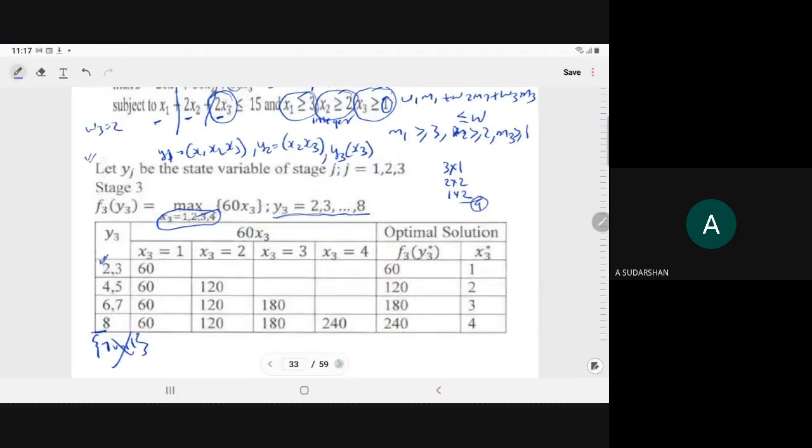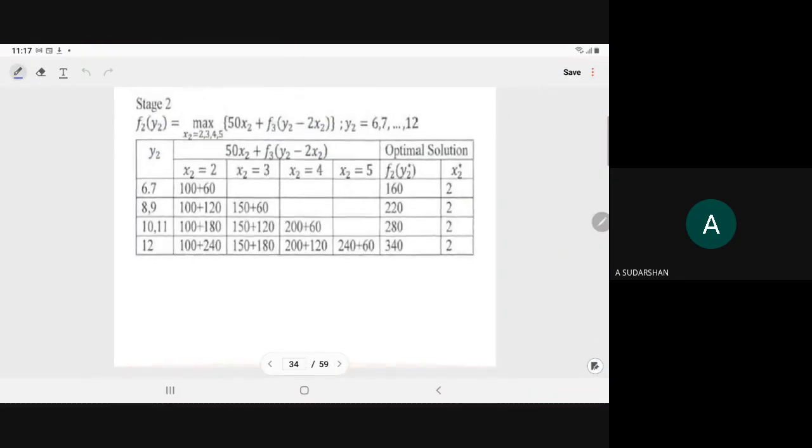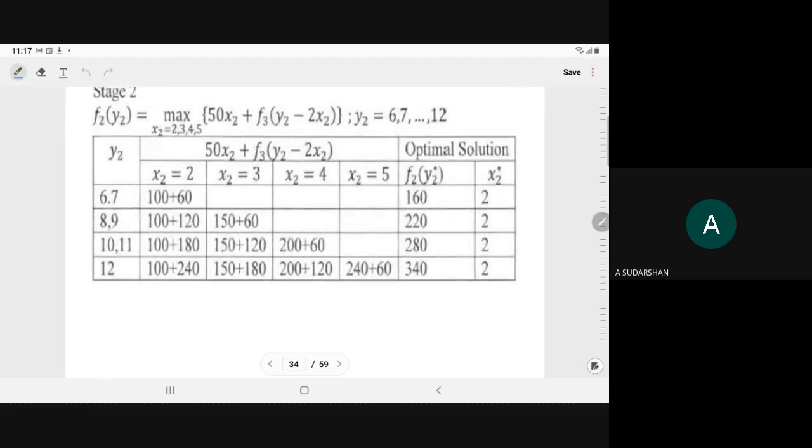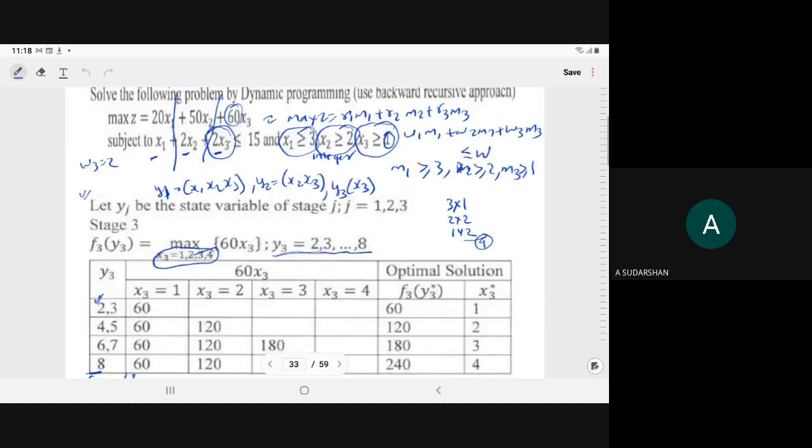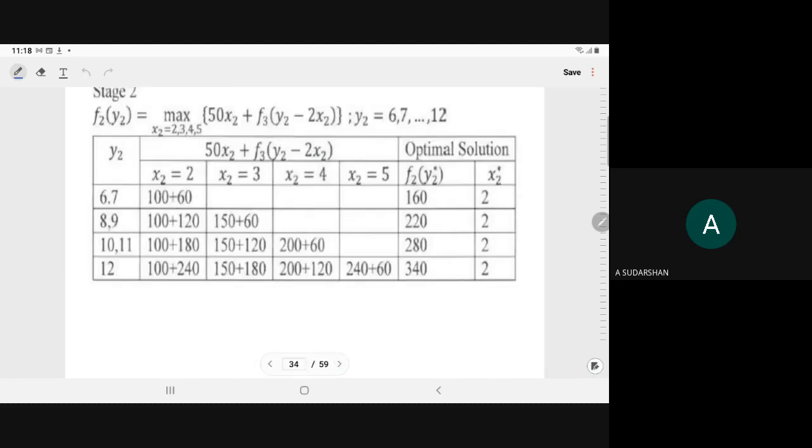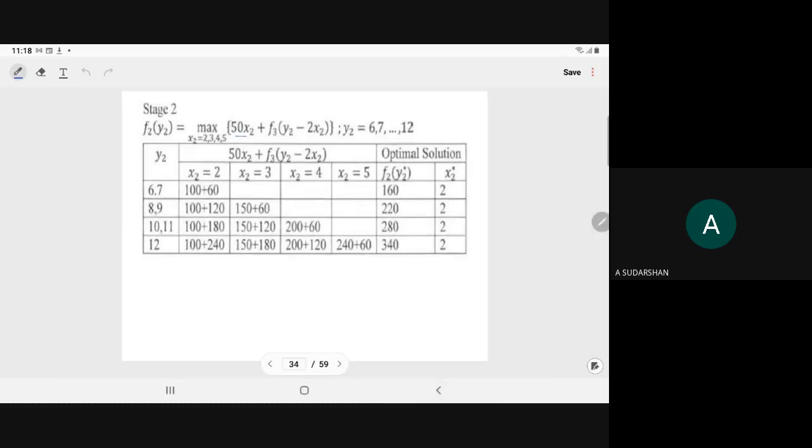So here in stage 2, we have the objective function r2 m2, meaning 50x2. If you look at the question, it is 50x2 for stage 2, plus f3(y3), and f3(y3) can be written as y2 minus 2x2. Any doubt in writing this function? Now what is the value of y2?